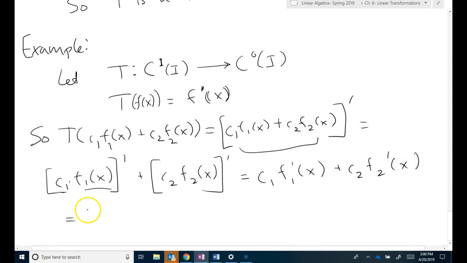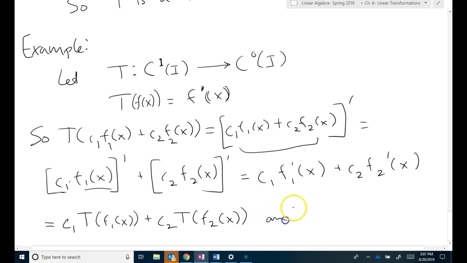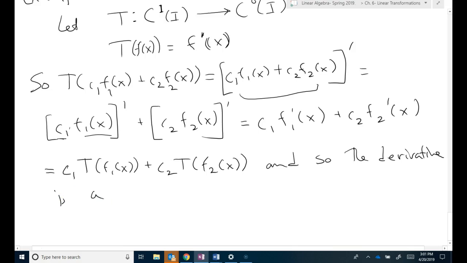Which, shockingly enough, is C1 T of F1 of X plus C2 T of F2 of X. And so the derivative is a linear transformation. How cool is that? And it turns out, although I don't know if we'll get to this, that you can actually form matrices that will take the derivative of functions. So we can take the derivative of functions utilizing matrices, which is kind of a cool little result.